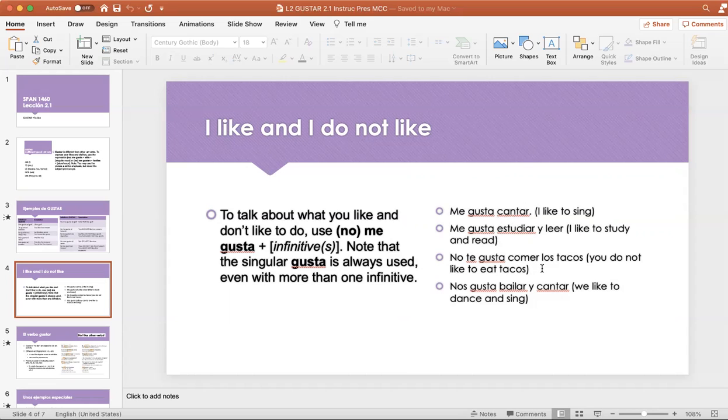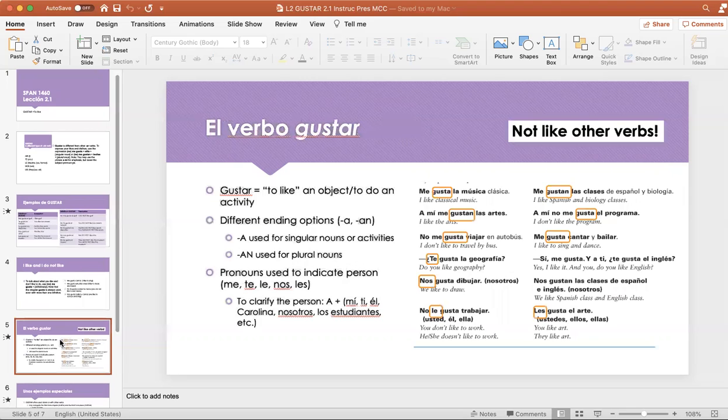¿No te gusta comer los tacos? Now you could say, but hold on, tacos is plural. Why are you using gusta? Because I am disliking the fact of eating tacos. You don't like to eat tacos. Nos gusta bailar y cantar. We like to sing and dance.